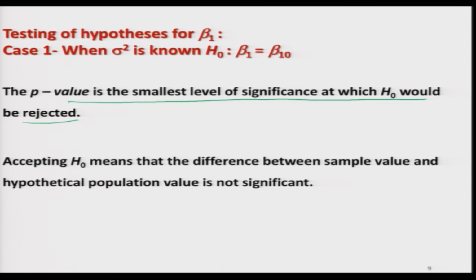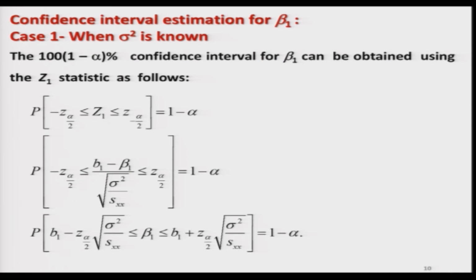And when I say that H naught is accepted, then accepting H naught means that the difference between the sample value and the hypothetical population value is not significant, right. Okay. Now, I try to come to the construction of confidence interval under the same setup when sigma square is known.